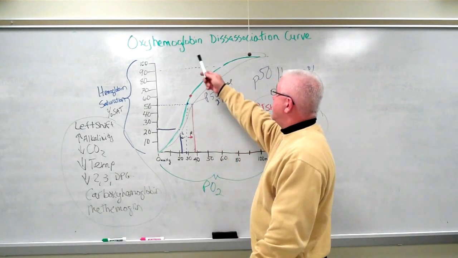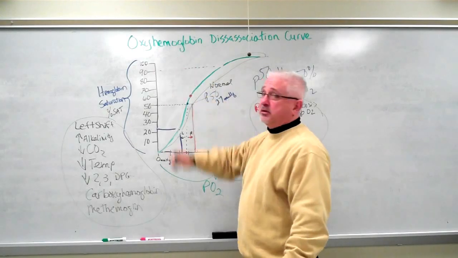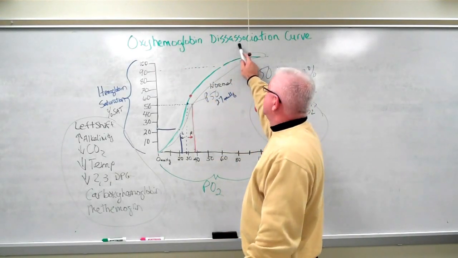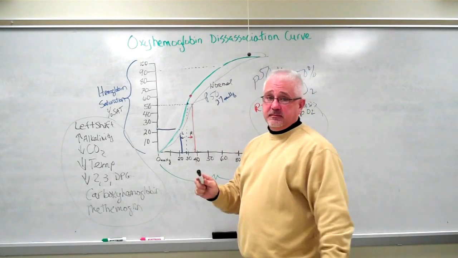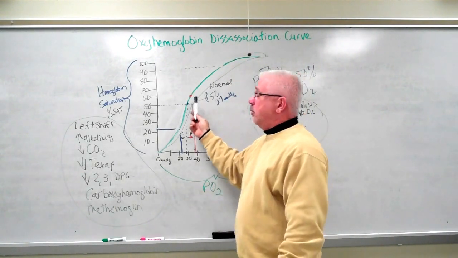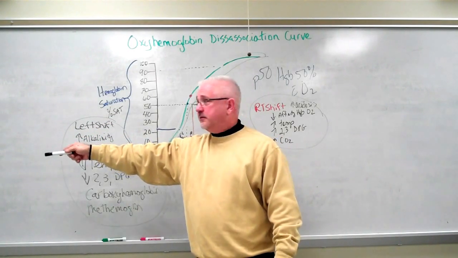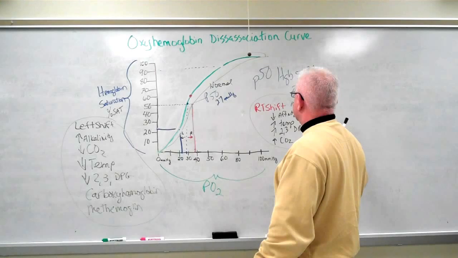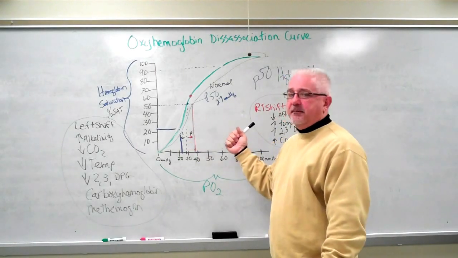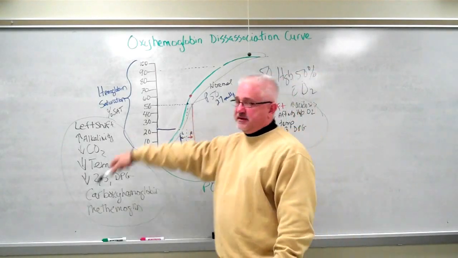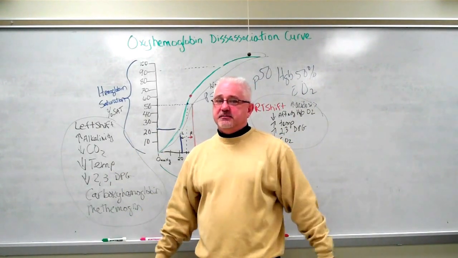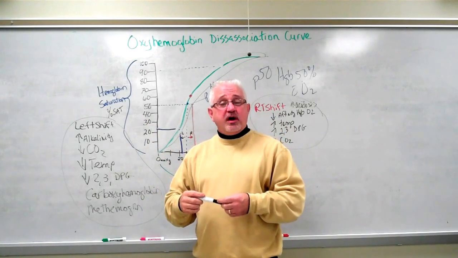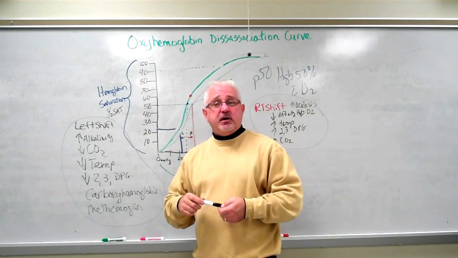Remember again, break the word down, oxygen, hemoglobin, okay? Dissociation. How does it associate, how does it not associate? And what we're clearly looking at, what causes it to shift to the left, okay? And then what causes it to shift to the right? If it's shifting to the right, it's dumping oxygen to the tissue. Shifted to the left, it's holding on to those oxygen molecules. Practice that.